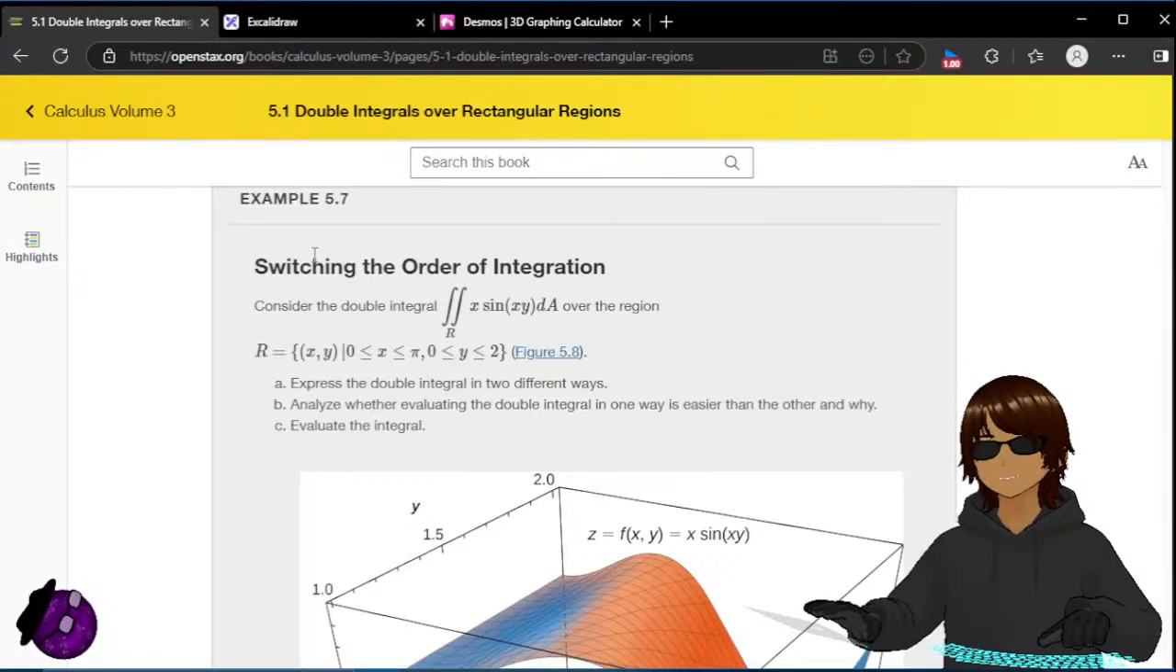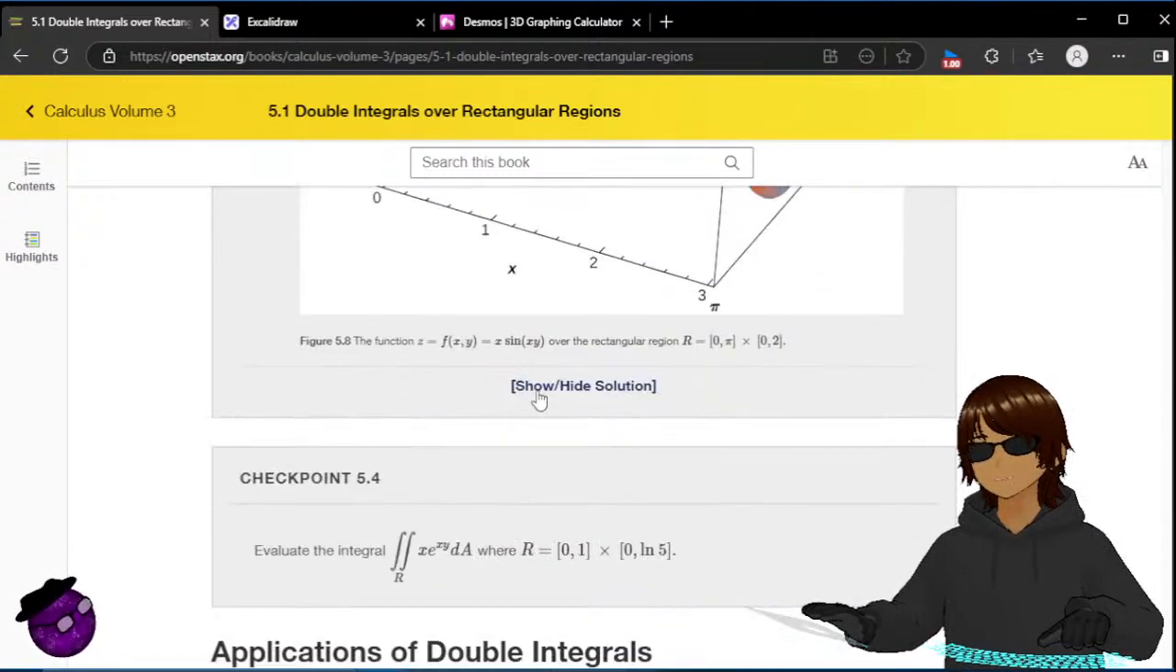Okay, let me just read this example. Switching the order of integration. Consider the double integral over the region. Express the double integral in two different ways. Analyze whether evaluating the double integral in one way is easier than the other and why. Evaluate the integral.